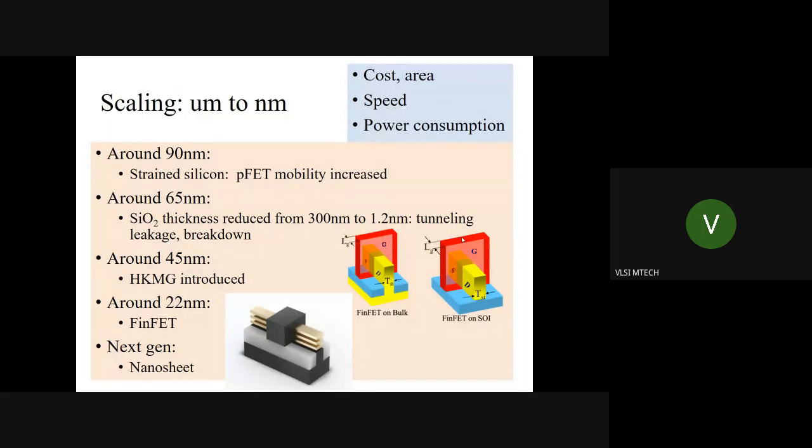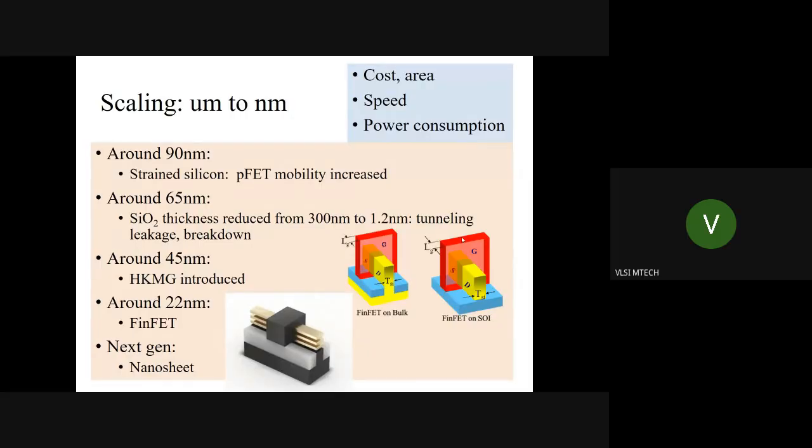Obviously, if you keep reducing the oxide thickness, those of you who are familiar with the MOS structure, and I'm sure all of you are, the gate actually keeps coming closer to the channel, and it has more control because there's more field from the gate controlling the channel. So they reduced it to around 1.2 nanometers, which is very thin. If you reduce it further, there is a chance of leakage and breakdown coming into play.